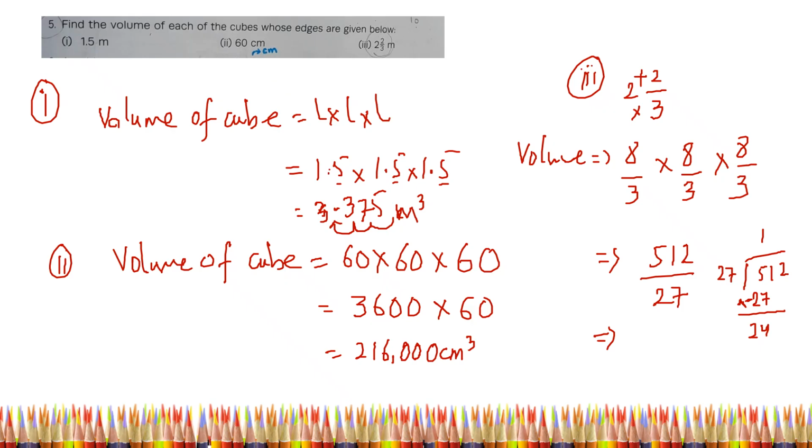Now 24 is a smaller number, take this 2 down here, and now 27 multiplied by 8 will give you 216, and if you subtract 242 and 216, you will get 26. So that means I can write this in mixed fraction as 18 26 over 27, and the unit will of course be meter cube, because meters is given in the question.